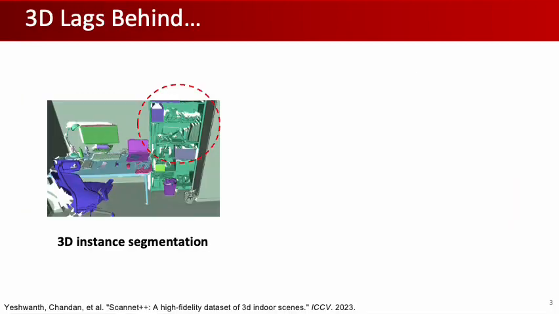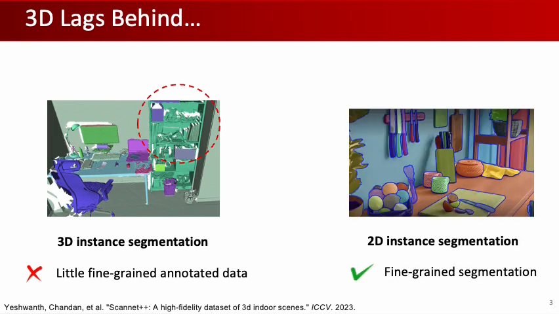However, current 3D instance segmentation models lack fine-grained segmentation ability, primarily due to the scarcity of annotated 3D data, which is costly to obtain. In contrast, 2D instance segmentation has achieved excellent fine-grained segmentation capabilities. Therefore, it's natural to utilize the well-established 2D models to help 3D instance segmentation.